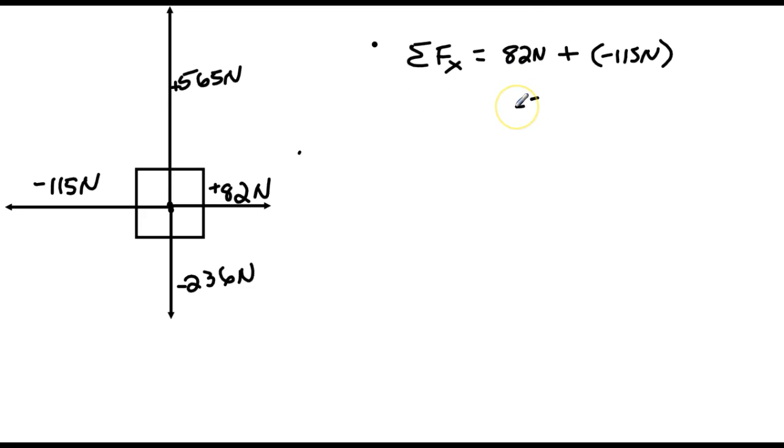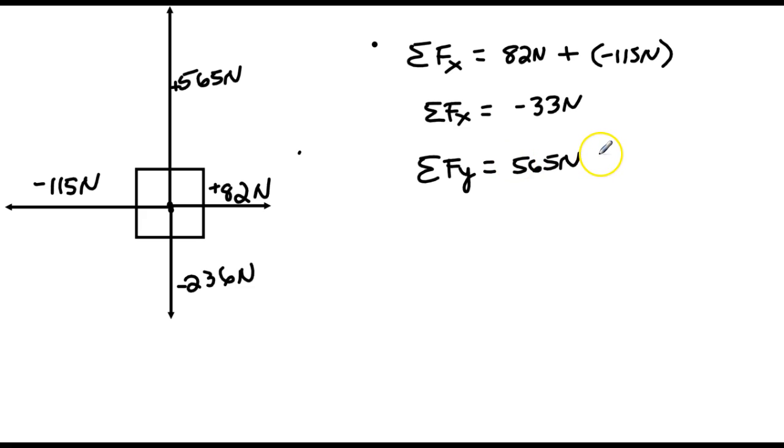When I add those up, 82 plus negative 115 gives me negative 33 newtons. So what this tells me is that the force in the x direction is going to be winning to the left. That's what the negative tells me, with an amount of force of 33 newtons. Part B says find the net external force acting in the y direction. So the net external force acting in the y direction is all the forces added up in the y's. So I've got 565 newtons plus a negative 236 newtons.